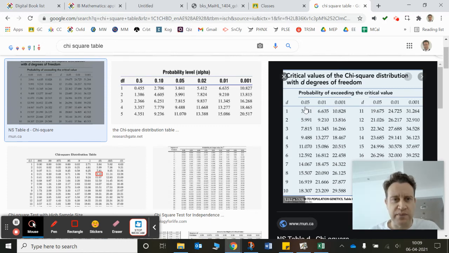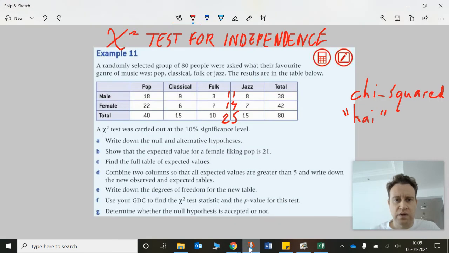Now, they don't even have a 10% significance level on this one, but they do have the degrees of freedom. And I think in that last table, so in the original table, we have 3 degrees of freedom. That's 1, 2, 3. That basically means to say, if you know all of your totals and you know the 18, the 9, and the 3, then you can work out everything else in this table. So you can work out all of the other missing numbers. So we say that there's 3 degrees of freedom.